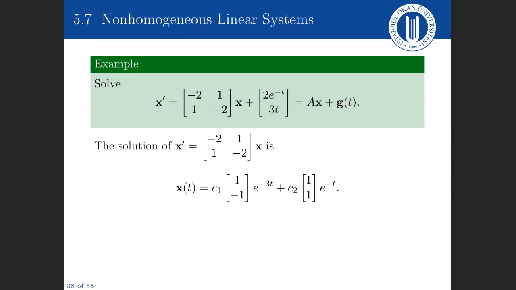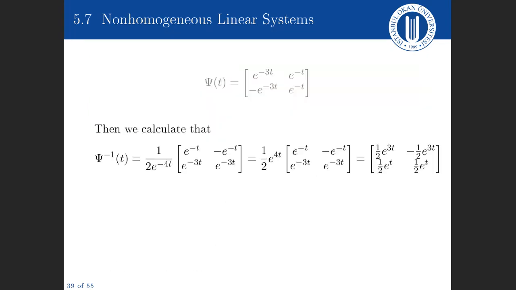The solution to the homogeneous equation is this. So we can write down a fundamental matrix. e to the power minus 3t, minus e to the power minus 3t, e to the power minus t, e to the power minus t. Then we use the formula. We're going to need the inverse of this matrix. So let's calculate this using the way we always use to calculate the inverse of a 2 by 2 matrix.